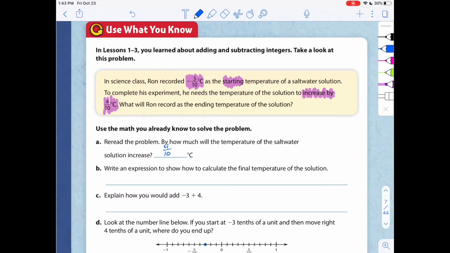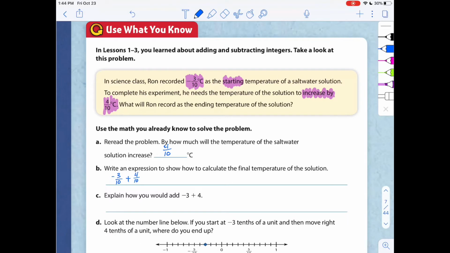Write an expression to show how to calculate the final temperature of the solution. So he originally started with -3/10 degrees Celsius, and then he increased it. So remember, the word increase means we're going to add 4/10.